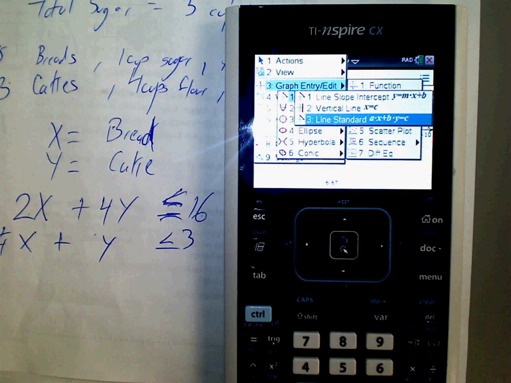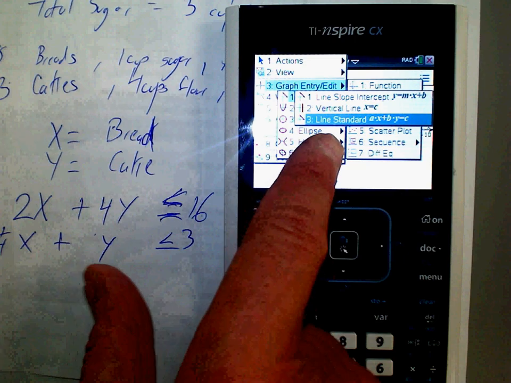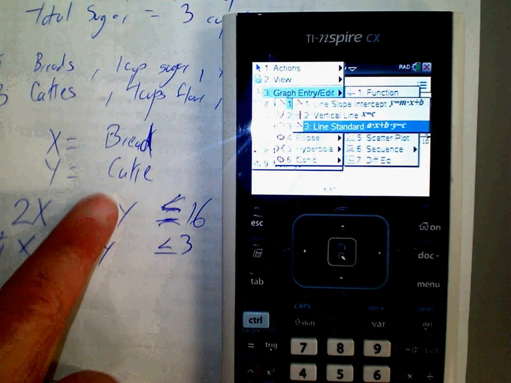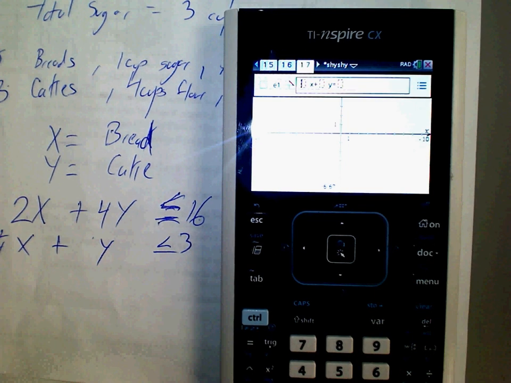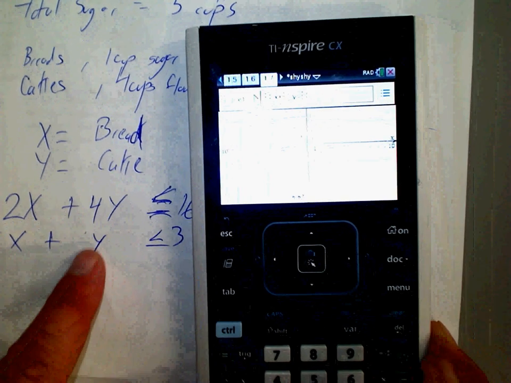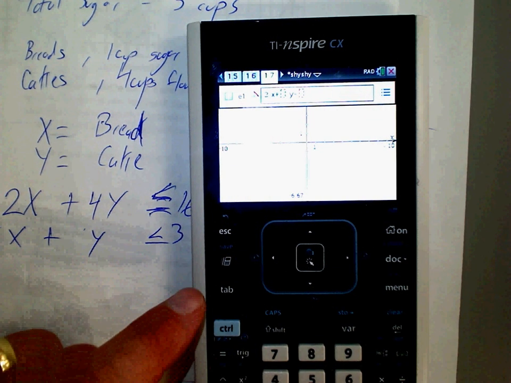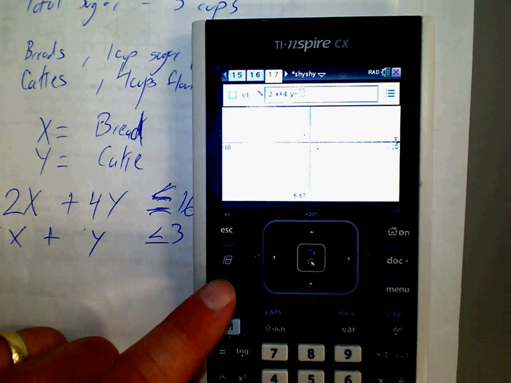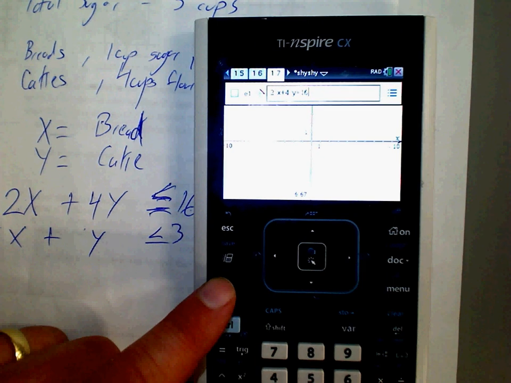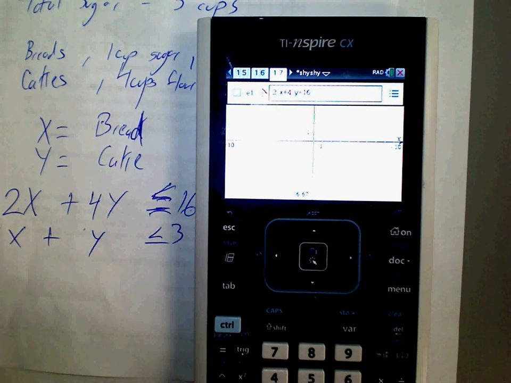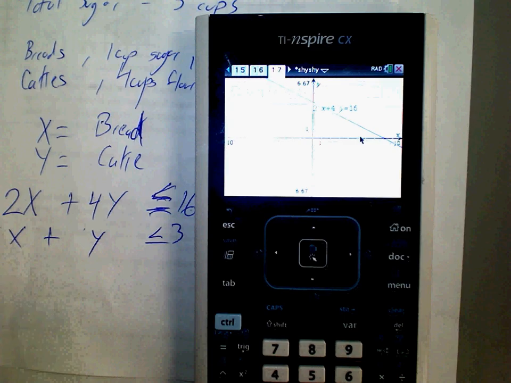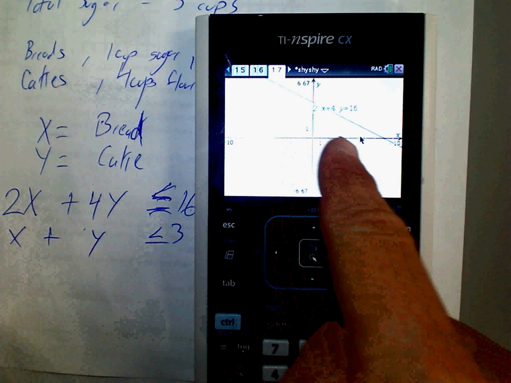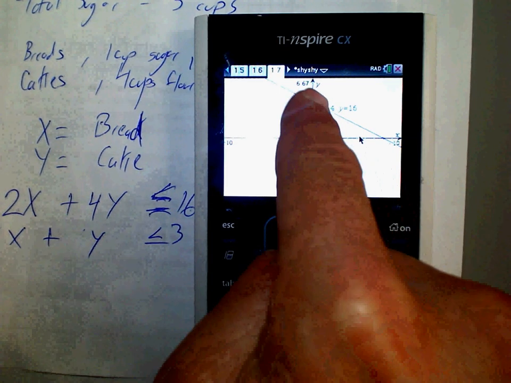First time we've done it in this class. Our technology allows us to put in a standard form equation. That's what we got. Heck, let's just do it. We're going to put in our flour constraint equation: 2 for every x, tab, 4 for every y. I don't care that it's an equal to, so I'm just going to leave it as less than or equal to 16. Enter. There's what that line would look like. This is the combinations of x and y that would keep you around 16.